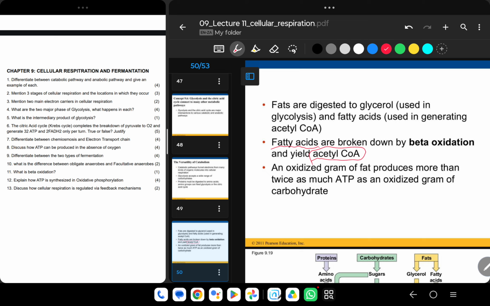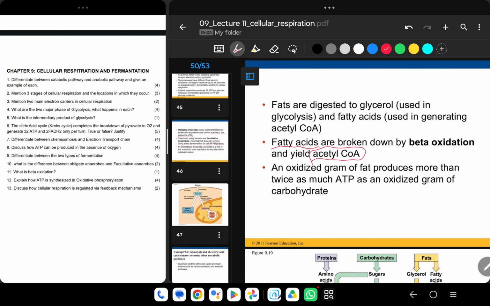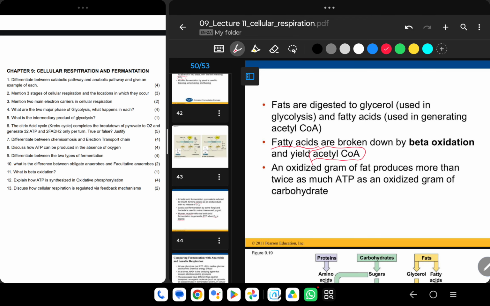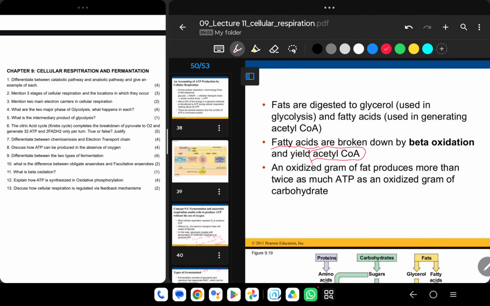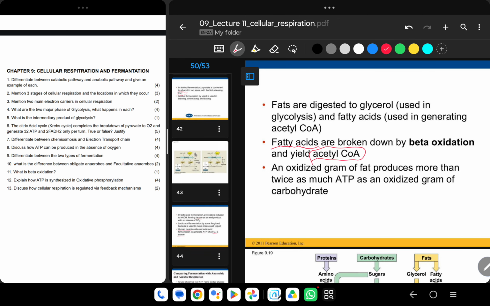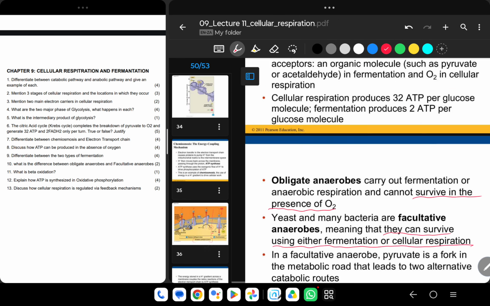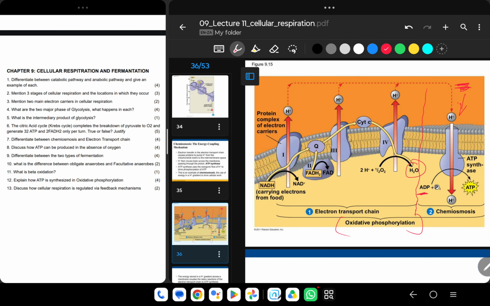So we also have question 12, which says explain how ATP is synthesized in oxidative phosphorylation. Here, basically, you have to explain what? You have to explain chemiosmosis, because this is what we're talking about. Explain how ATP is synthesized where? In oxidative phosphorylation. ATP is synthesized where? In chemiosmosis. So you basically have to explain chemiosmosis.